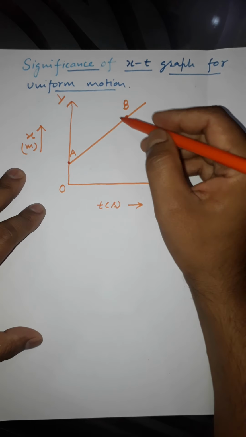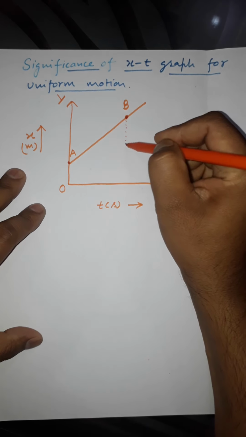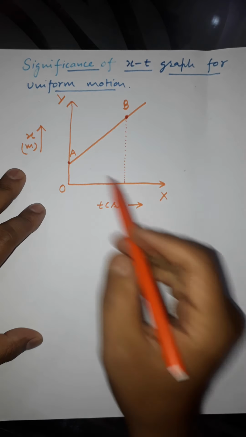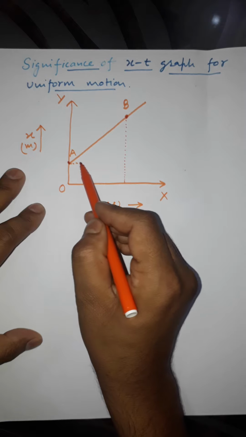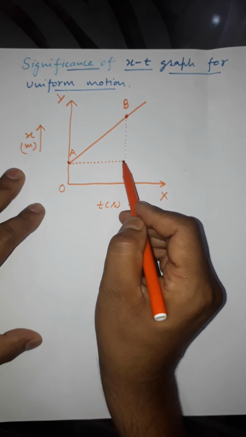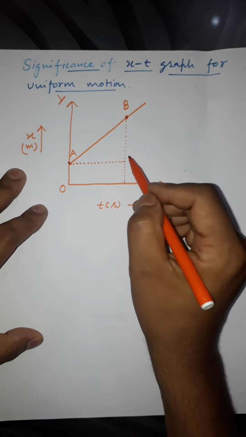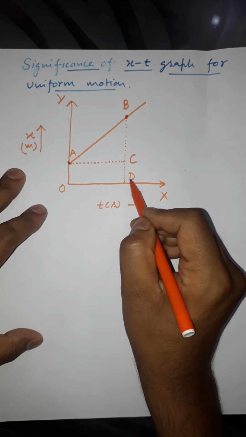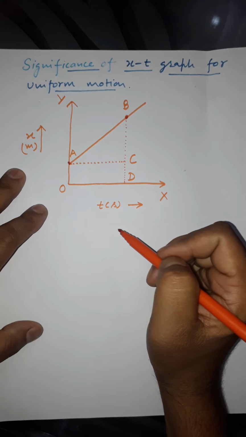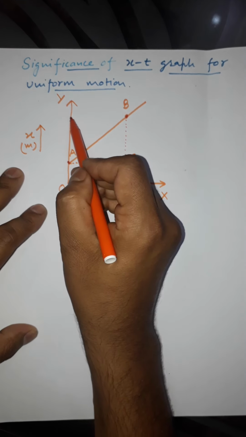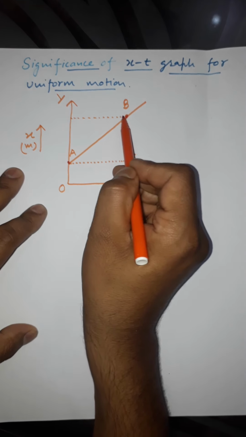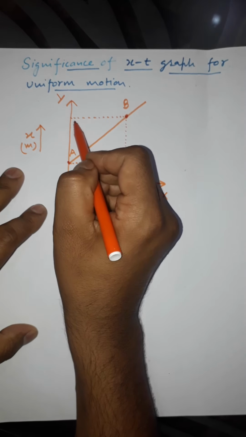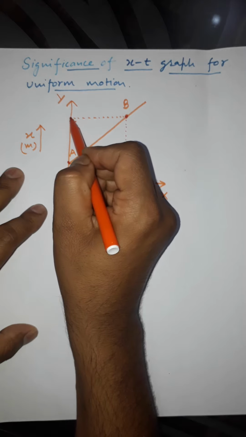Now you can draw a perpendicular on the x-axis from point B and a straight line parallel to the x-axis from point A. So here we have a point C and it is your point D here. Let us draw another perpendicular from point B on the y-axis. Say it is your point E.